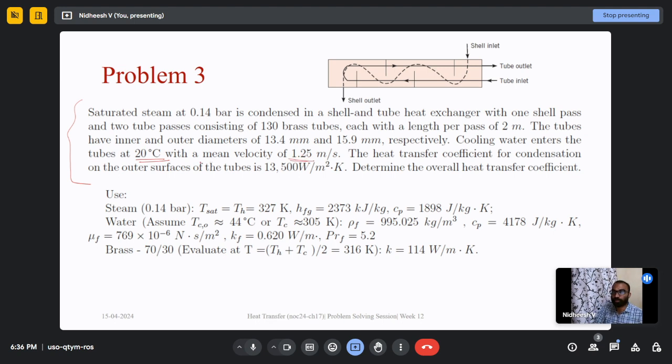Also the heat transfer rate associated with condensation on the surface of the tubes, that is the outer surface of the tubes, is also given. And we have to determine the overall heat transfer coefficient, U. All the properties that we would need are also given to us. Okay, let me proceed to solve this problem.